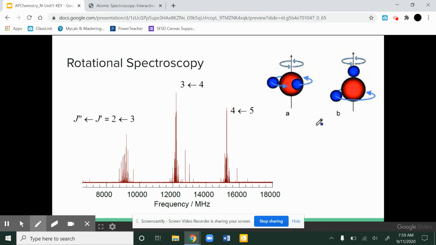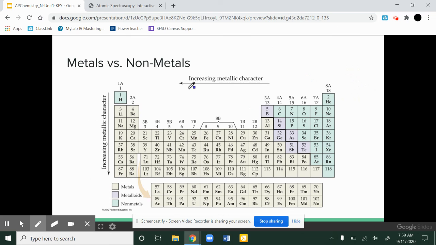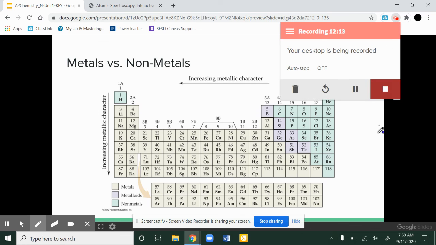Rotational spectroscopy, not as common, but it causes atoms to rotate, and it can give information about the positions of hydrogen atoms that are rotating within molecules in a particular sample. Our final topic is going to be a quick review of periodic properties, but hopefully that was a helpful summary of all the different types of spectroscopy that you need to know.